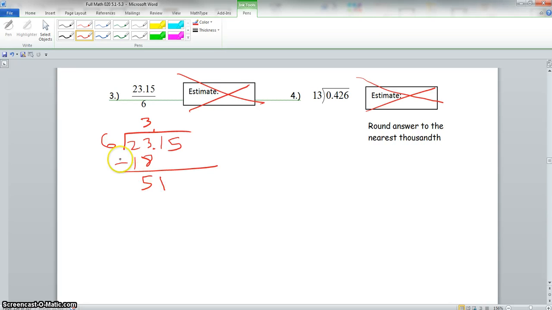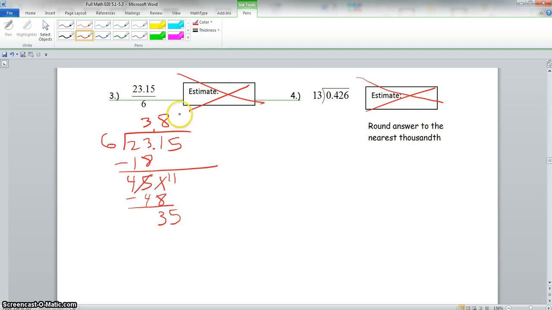You bring down your 1. 6 goes into 51 8 times. 8 times 6 is 48. 51 minus 48 is 3. And you bring down your 5. And just to show how we got 3, we'll borrow 1 from this 5, make it a 4. And this 1 will become 11, because we cannot subtract 8 from 1. 11 minus 8 is 3. 4 minus 4 is 0. That's how you get to 3. And we bring down our 5.